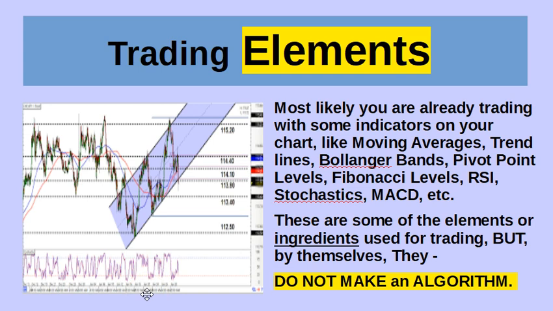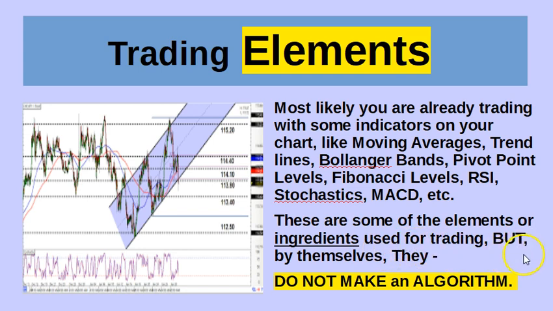Have you used moving averages, trend lines, Bollinger Bands, pivot point levels, Fibonacci levels, the RSI and stochastics, the MACD, and so on and so forth? There are hundreds, if not thousands, of indicators that you can choose to put on your charts yourself, okay? And that perhaps is one of the problems. There are just too many out there, and you would have to try each and every one to see how they fit together and how successful you could become with them. So yes, you can also put together an algorithm based on these indicators. These are some of the elements or ingredients, as I said, as if we were looking at a recipe for baking a cake, but these can be used for trading.